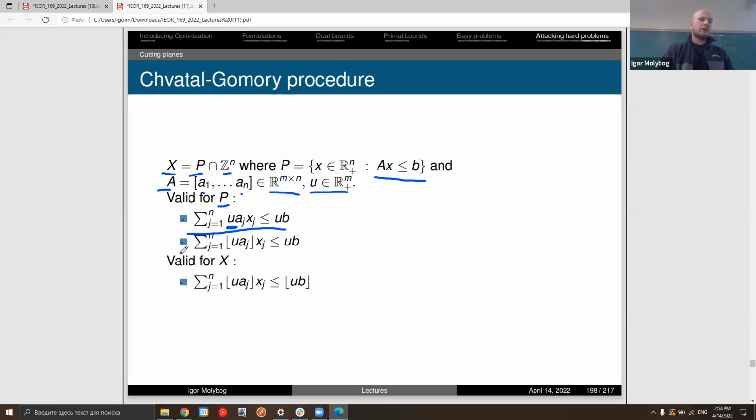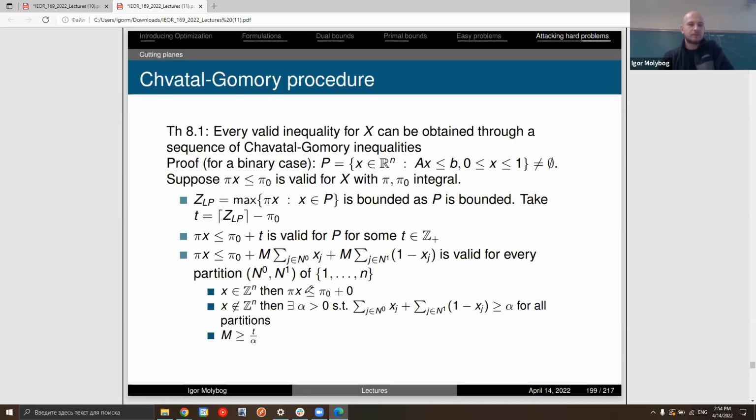If we sum up these inequalities with weights U and then floor the coefficients of xj, it's still going to be a valid inequality for P. And then the inequalities that are valid only for X are the inequalities where you floor both the coefficients of X and the right-hand side of these inequalities.